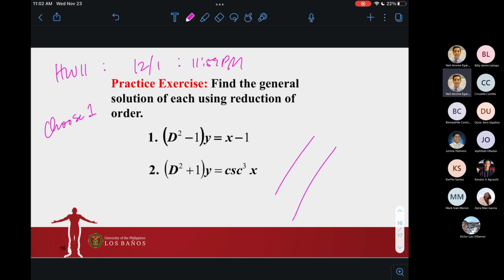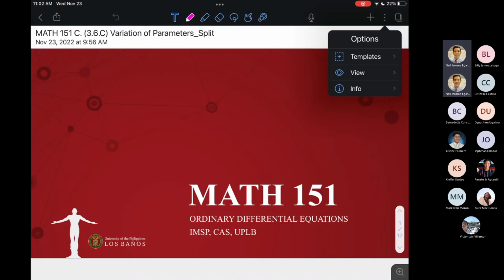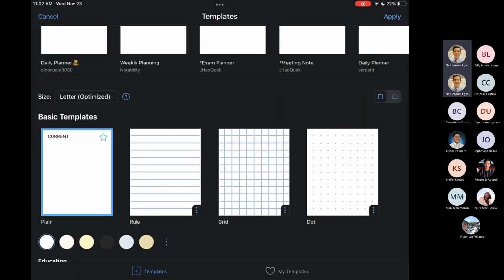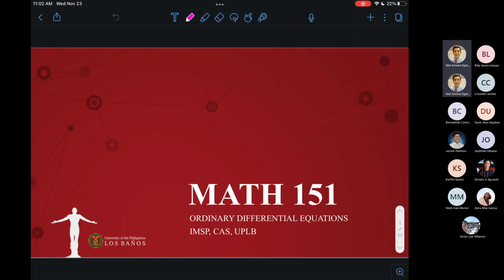Okay? All right, so if there are no more questions about the reduction of order method, we can now go ahead and take a look at a generalization ng method na to. Which is basically what we call the method of variation of parameters. Now, instead of assuming yung mga arbitrary constants, magkamukha yung dalawang methods na to. Ang pinagkaiba lang nito ay, di ba, so si y1, pinili natin kanina to be a particular case of the homogeneous solution.